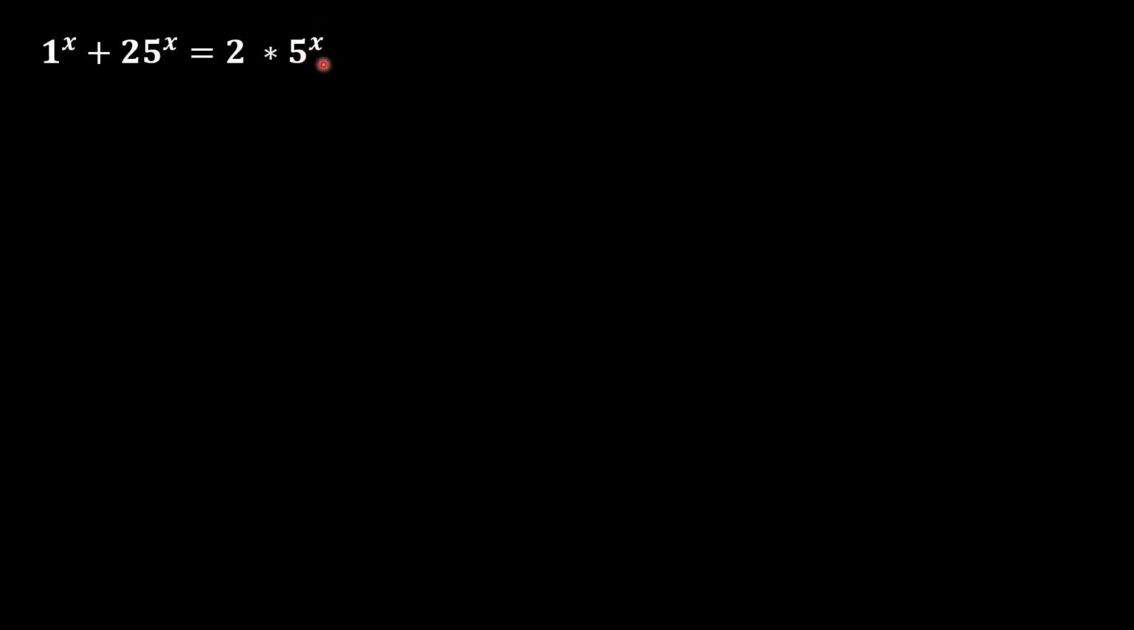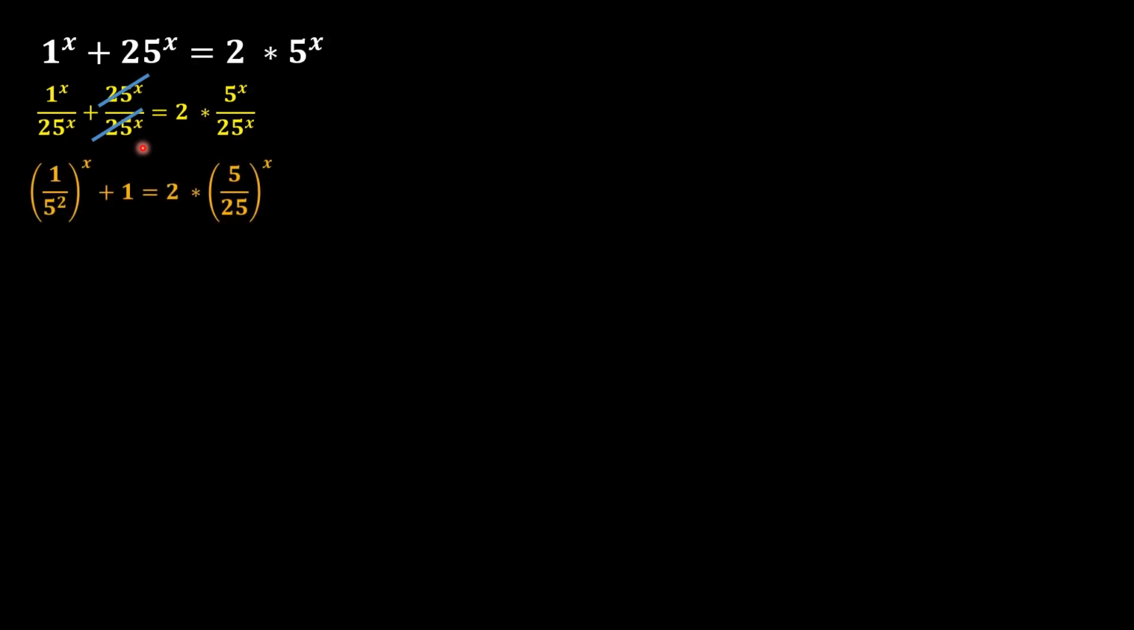In order to solve this question, first we should divide the entire equation by 25^x. As a result, we should get 1^x over 25^x plus 25^x over 25^x is equal to 2 × 5^x over 25^x. Now this 25^x and this 25^x will cancel out together. As a result, we should get 1 over (5 squared) all to the power x.